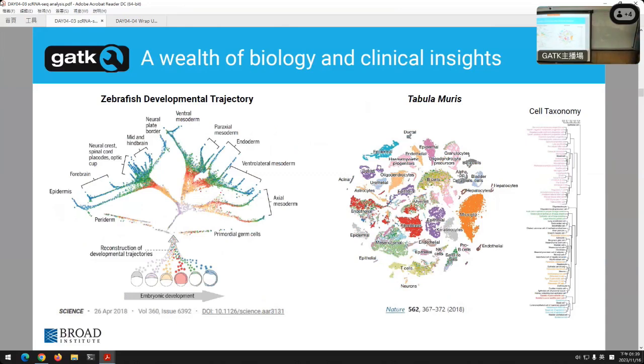Now, if you asked a researcher 10 years ago how many types of cells there were in the human body, they would have said hundreds, thousands.